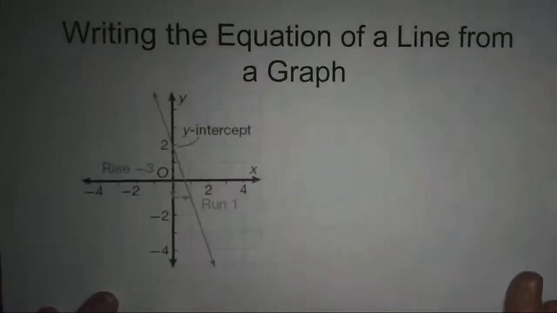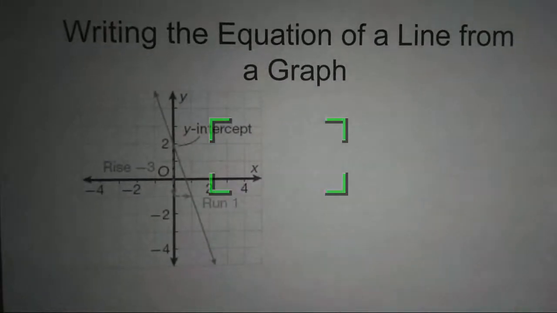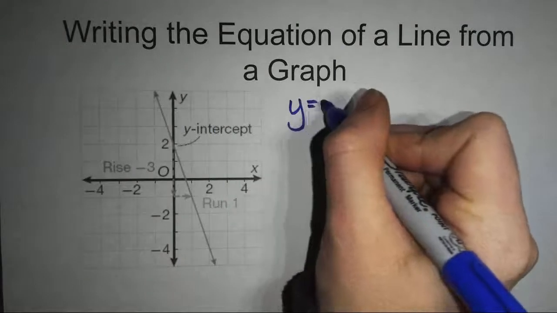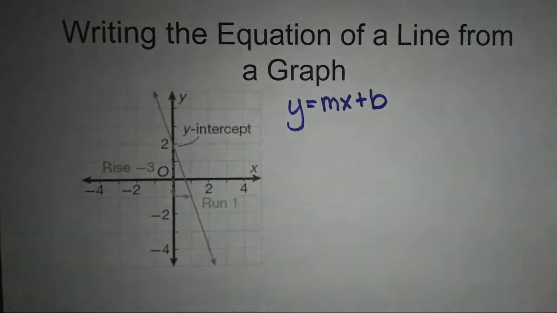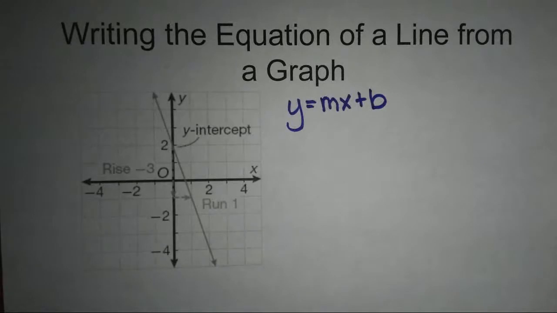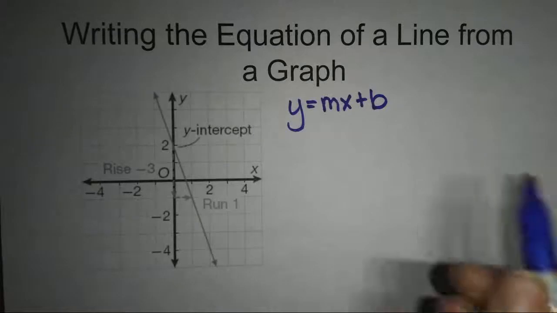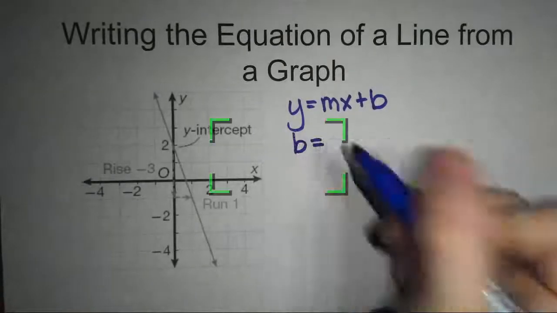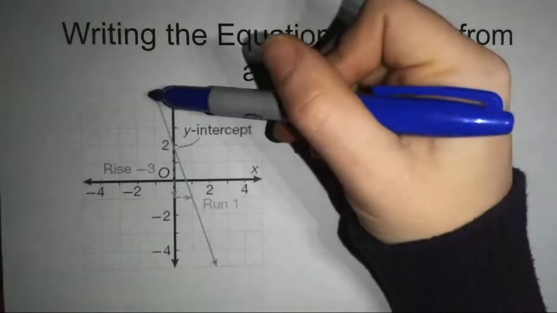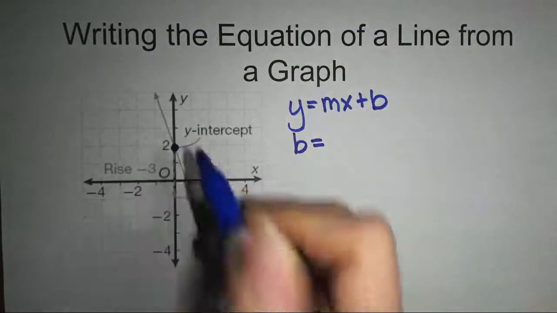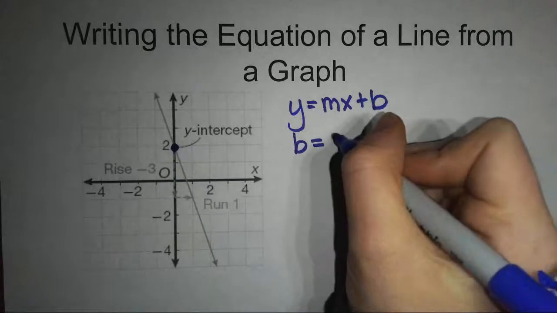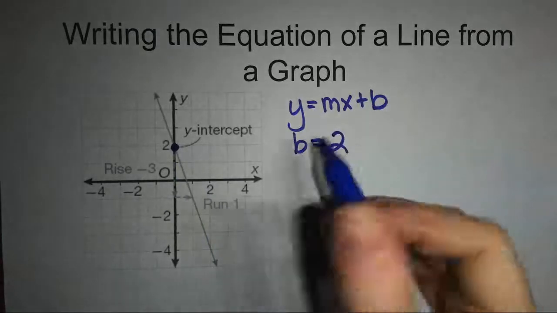And here's our final example. Again, we're going to write the equation of the line from the graph. So remember, slope-intercept form is y equals mx plus b. M is our slope, b is our y-intercept, or where that line crosses the y-axis. So that's what we're going to find first. Where does this line cross the y-axis? Check out this line right here. It looks like it crosses the y-axis here at 2. So my y-intercept is 2.